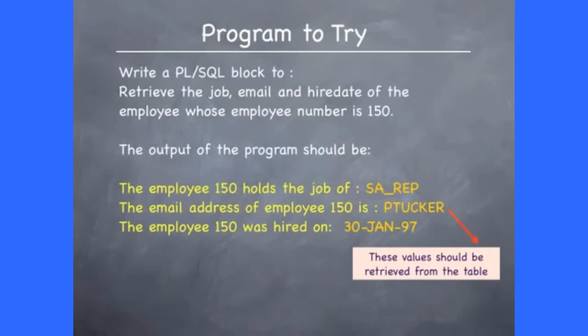Here is another program for you to try. Pause the video and attempt this program, where you must retrieve the job, email, and hire date of the employee whose employee number is 150. The output of the program is to display those values retrieved, with the strings as shown on the slide. The solution to this program is also at the end of the video segment.